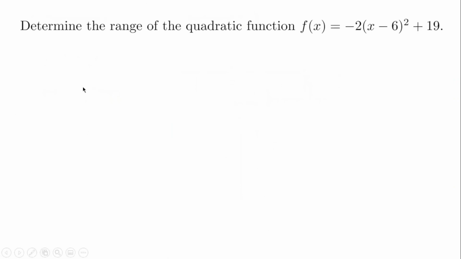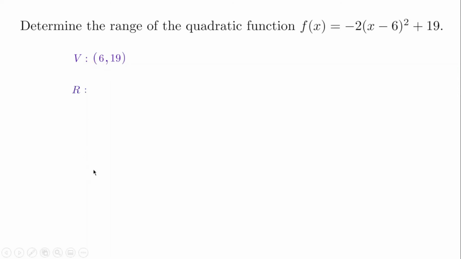Another example, so let us determine the range of the quadratic function f of x equals negative 2 times the quantity x minus 6 squared plus 19. So again, identifying the vertex, we have positive 6. Change the sign here, so from negative 6, take positive 6. And then the k value, we just get this value, positive 19. So the vertex is (6, 19).